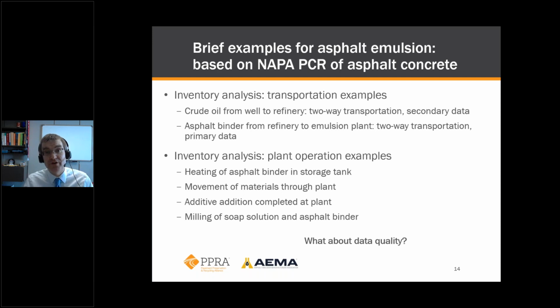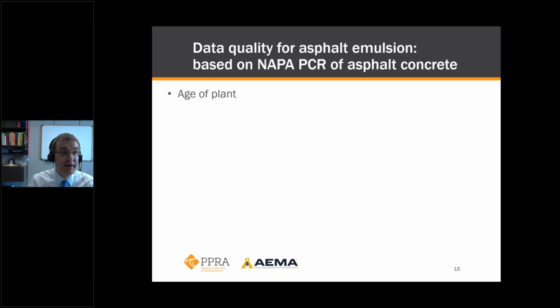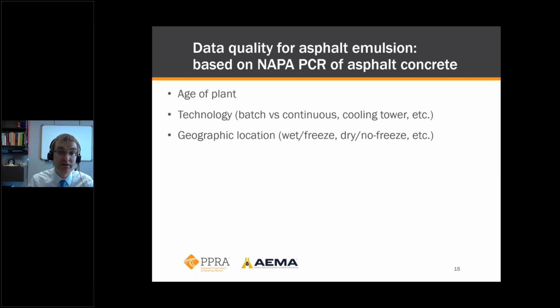Now, we've also talked about the importance of data quality. LCAs, PCRs, and EPDs are not very good or very useful if you have poor data quality. And so what we're going to need to identify when we're thinking about asphalt emulsions is, for example, the age of the plant. Newer plants tend to have newer technology. Older plants tend to have older technology.